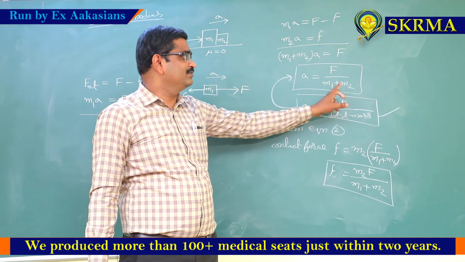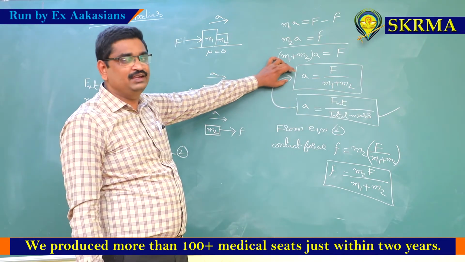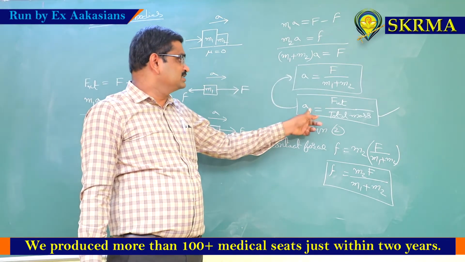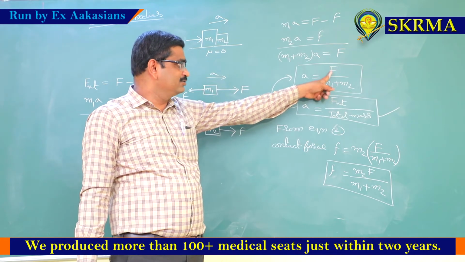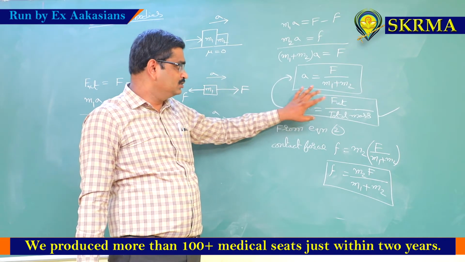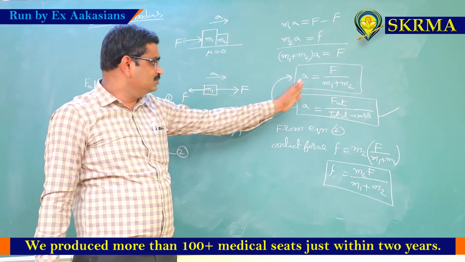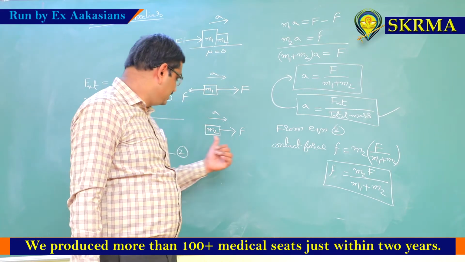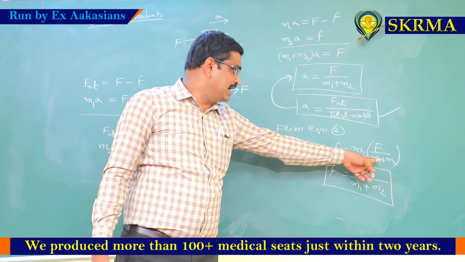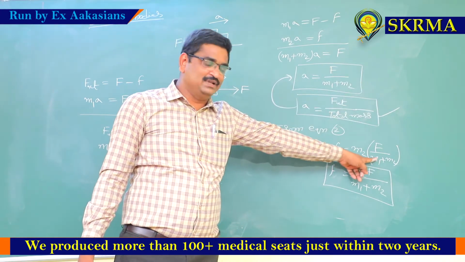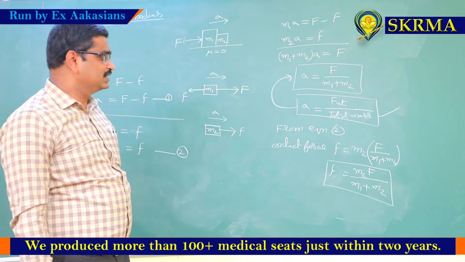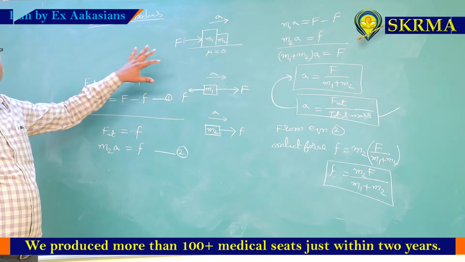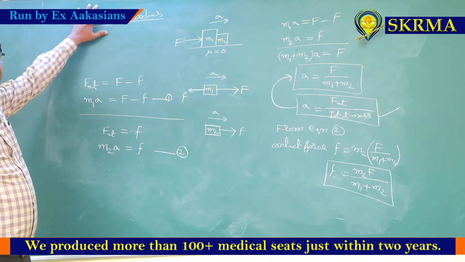Acceleration is F by M1 plus M2. For this, there is no need to solve all these equations. Directly we can write: acceleration is net force by total mass. Net force is F only and total mass is M1 plus M2, so you will get acceleration. Just substitute acceleration in the second equation to solve for contact force. From equation 2, f equal to M2 into acceleration, and acceleration is F by M1 plus M2. Just substitute and solve, then you will get the contact force. So this is the basic concept to calculate contact force in the case of contact objects or bodies.